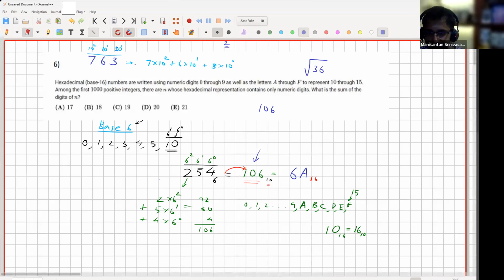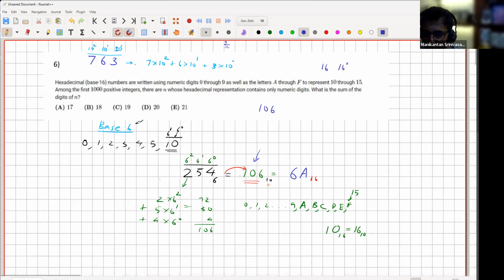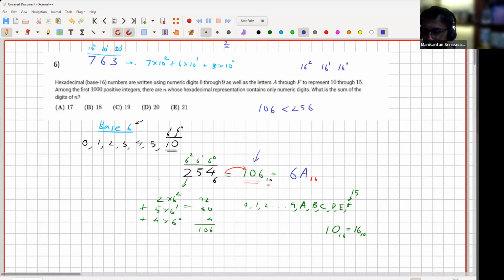Now, 106 in base 16. First of all, is 106 bigger than 16? Yes. So I'll definitely need a two-digit number. Do I need to go for a three-digit number? 16 square is 256. Until I reach 256, I don't need a third digit. So 106 is less than 256. We definitely can do it in just two digits. That's number one. Which means I don't have to go for 16 power 2.